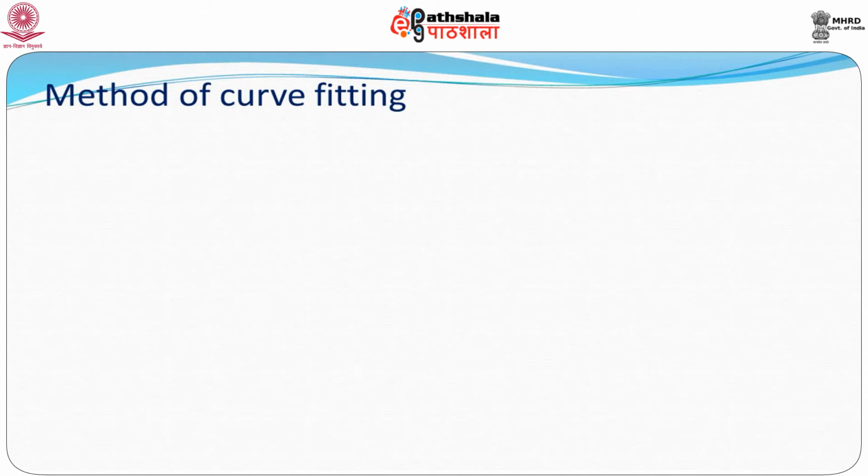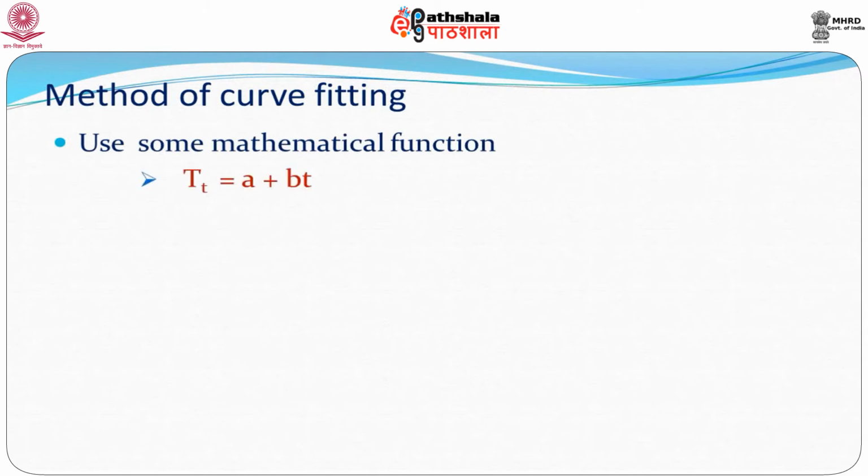Let us look at the method of curve fitting. As is obvious from the last graph, we can use some mathematical function. What sort of mathematical function? The simplest of the mathematical functions is a linear function. So, the trend T is given by a plus b t. Of course, if b is positive, we have an increasing trend. If b is negative, we have a decreasing trend. And you can see that if b is equal to 0, then the time series or the trend part at least remains constant at the level a.